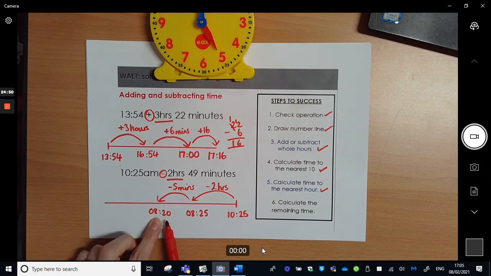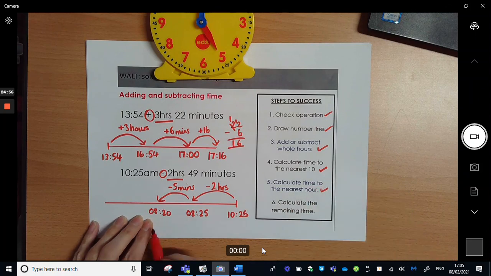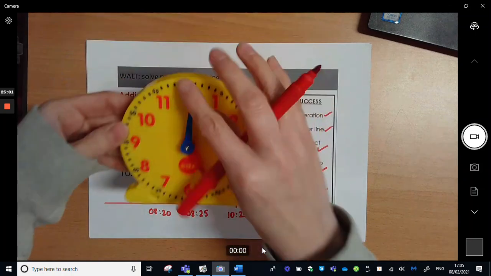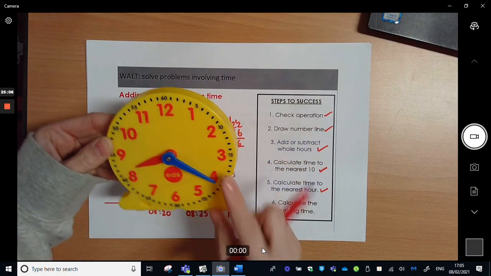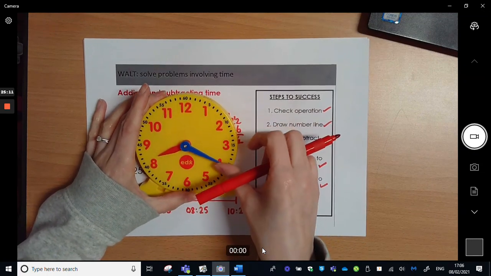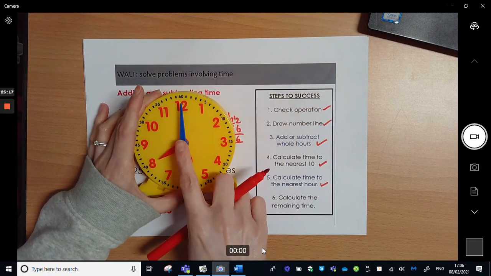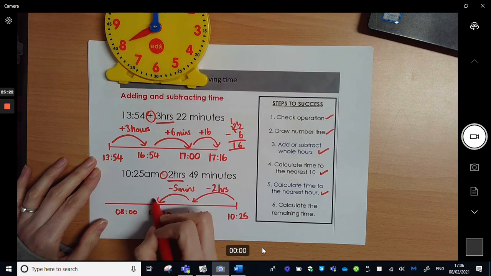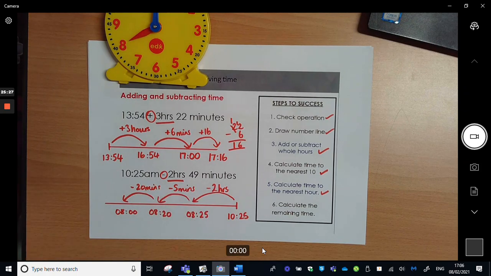So let's see, for our next step, I need to calculate to the nearest hour. So the nearest hour, I'm at 20 minutes past 8. Remember, I'm going backwards. So if I'm at 20 minutes past 8, let's just have a look at that, I'm taking away 5, 10, 15, 20 minutes away from 8 o'clock, okay? So I need to go to 8 o'clock and I'm subtracting 20 minutes. So am I finished? Is my answer 8 o'clock?